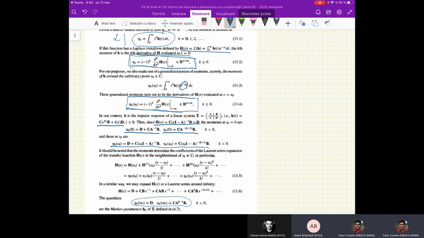So moment matching, it's about Markov matching. No, no. Markov matching is a particular case at s equal infinity. You can have moments, let's call it eta at s0. So s0 can be 0, finite, or infinity.